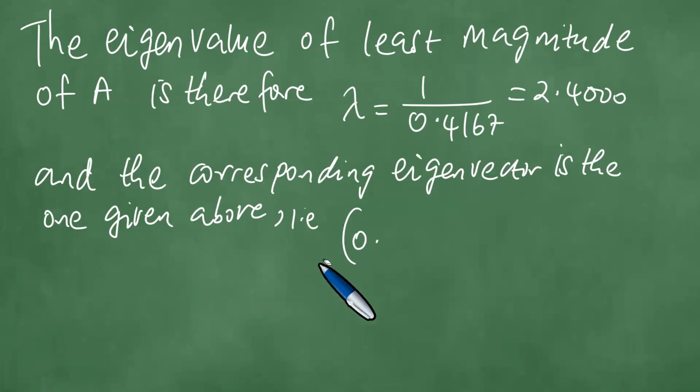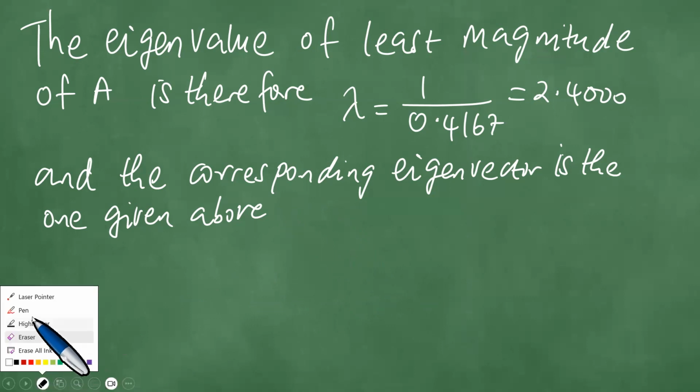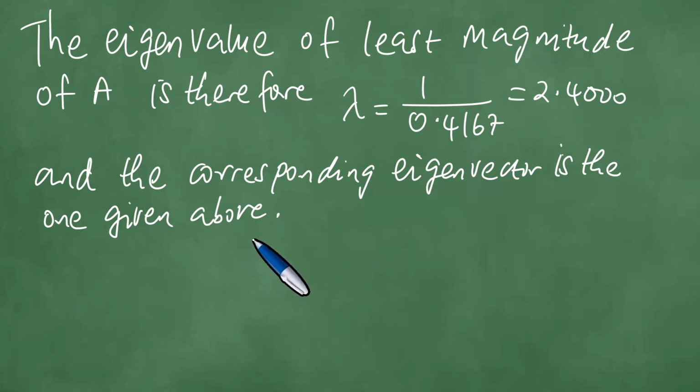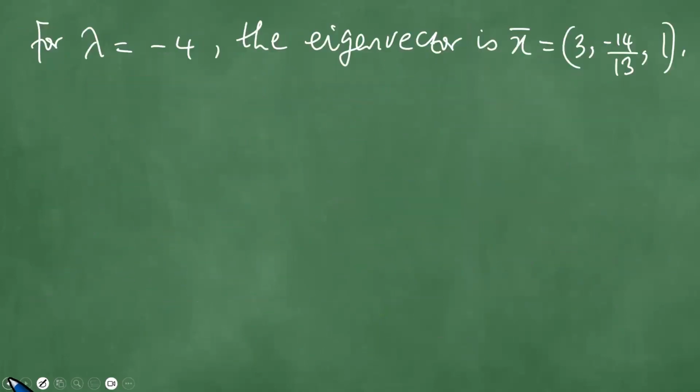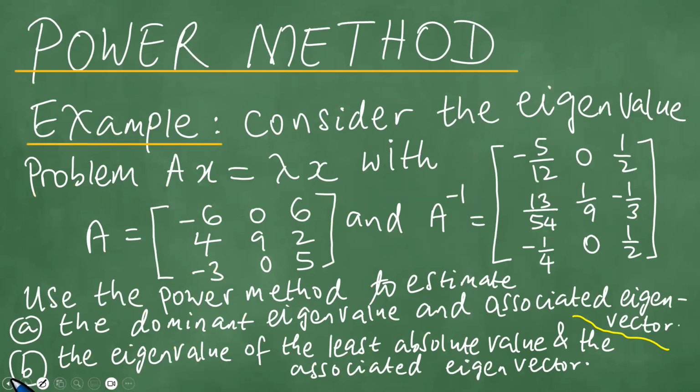Okay, let's just say it's most certainly the one given above. It's enough because we've already stated that. But my point is, we have been able to answer this question. What is the question? The dominant eigenvalue of A, we found it. We used the power method to estimate the dominant eigenvalue. And then also we used the power method to estimate the eigenvalue of the least absolute value. In both cases, we estimated the eigenvalue of the least magnitude, the eigenvalue of the least absolute value. Right.